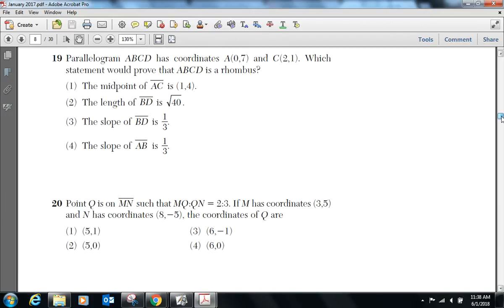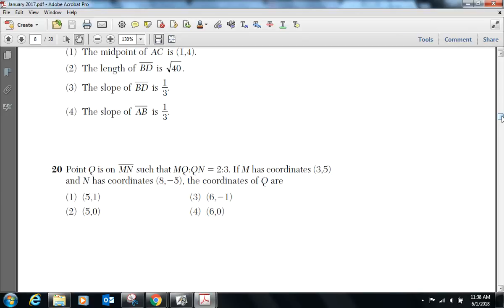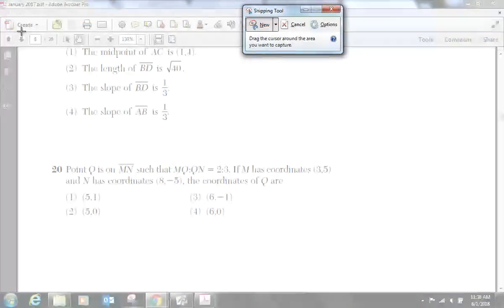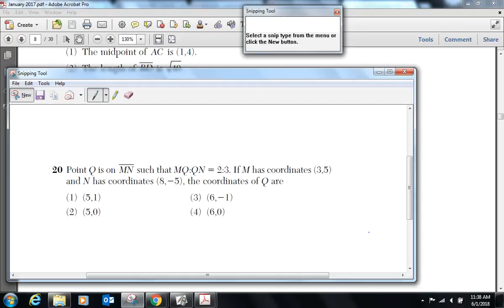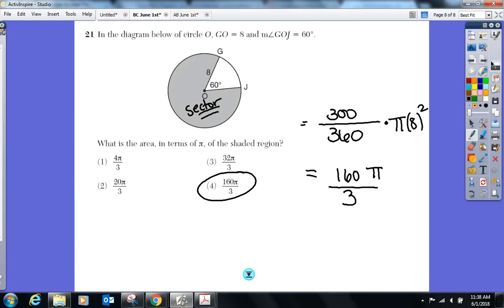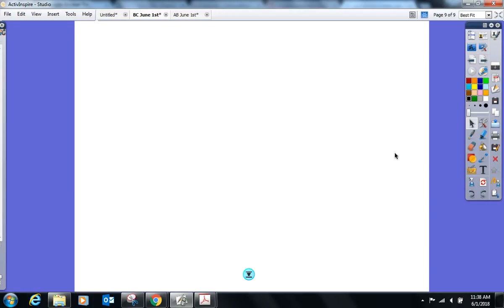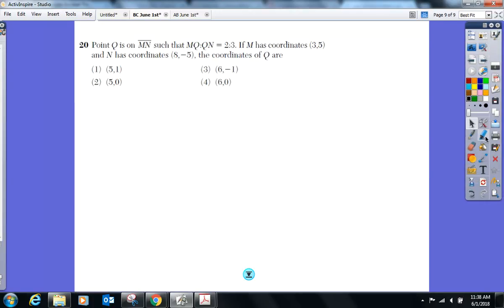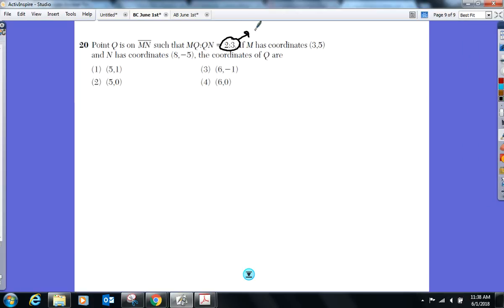Number 20. Point Q in between M and N, such that it's a ratio of 2 to 3. All right, let's talk about the 2 to 3 real quick. How many parts am I breaking this up into? 5 congruent parts.